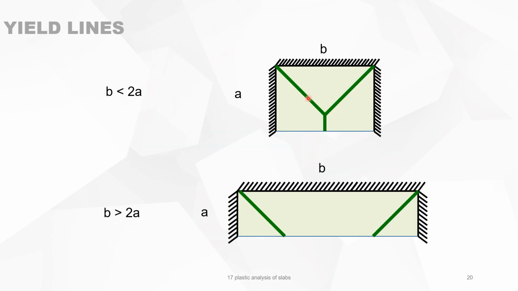Now, take those two types of balcony. If B is smaller than 2A, then you have a type of yield lines like this. And if B is bigger than 2A, then you have a system like it's shown here.